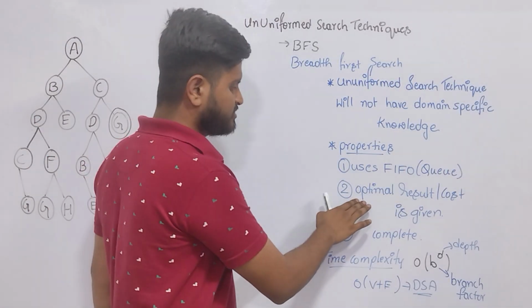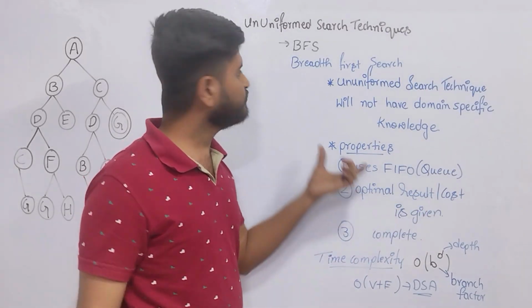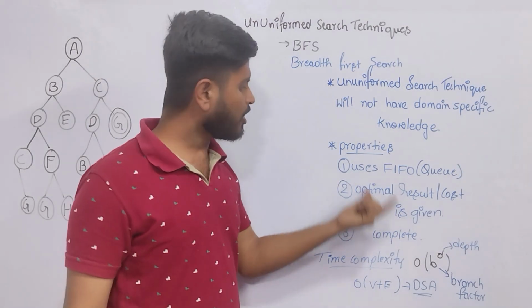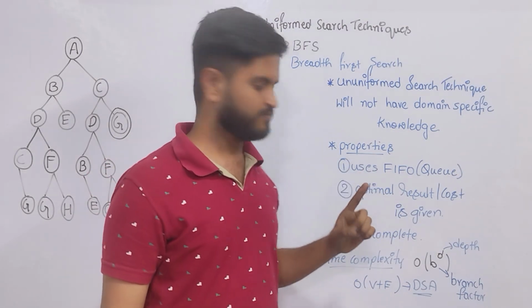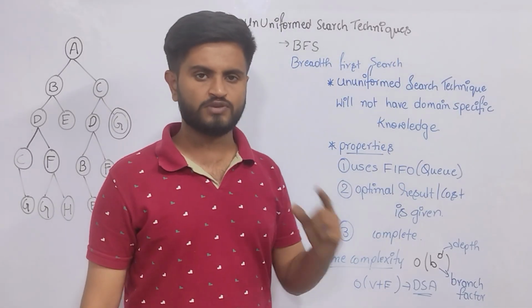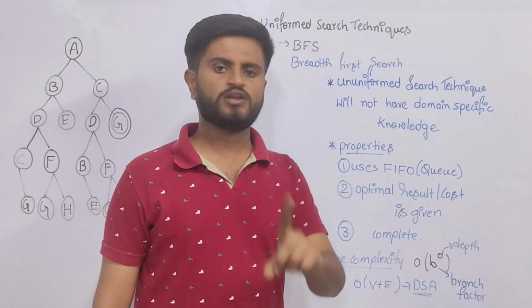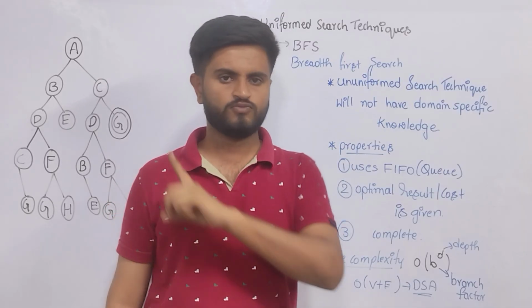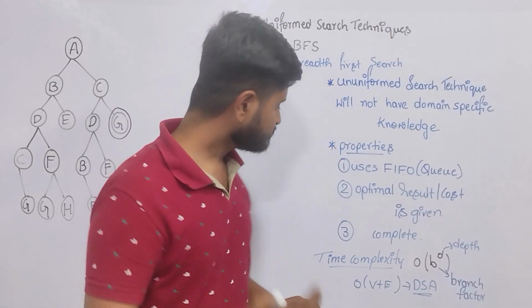The second property is that it gives the optimal result, or optimal cost. BFS will give the optimal solution, but DFS will not give the optimal solution. Here the complete answer will be given, that is only one answer will be there for the question given. But in DFS we can have more than one answer.